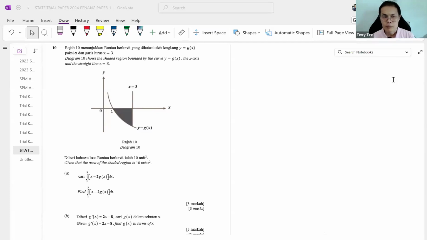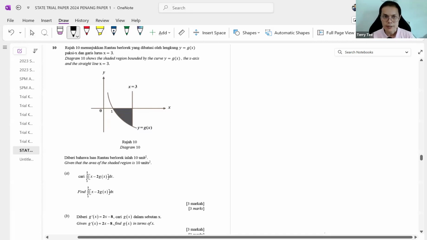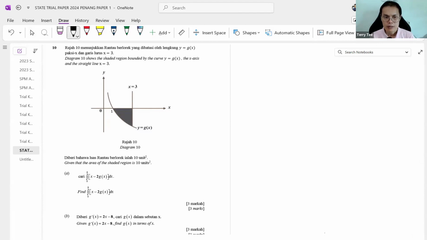Question number 10, this is from Form 5, Chapter 3, Integration. So the diagram shows a shaded region bounded by the curve y equals gx, the x-axis, and the straight line x equals 3. So given that the area of the shaded region is 10, find the integration of x minus 2 gx dx from 1 to 3. Now, based on our diagram, two things you need to know.